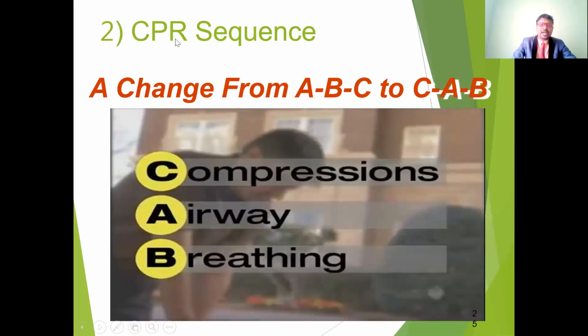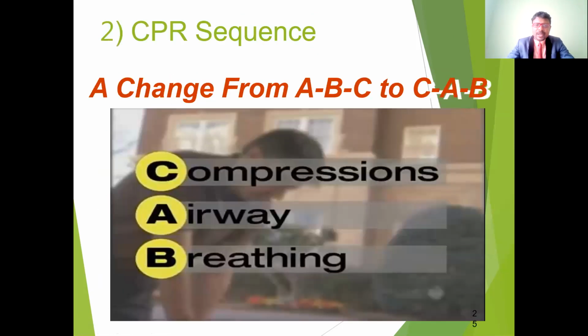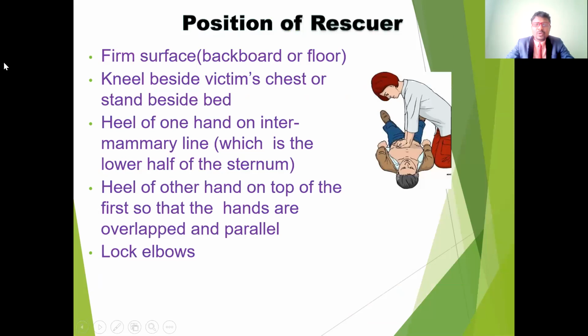After that, we have to do the CPR sequence. These are going to be the CAB, that is the compressions, airway, and breathing. These are the important things to restore the normal function of the heart and also lungs. Before going to this sequence, first we have to know the position of the rescuer, that means which healthcare providers are available, and how to give the positioning properly.